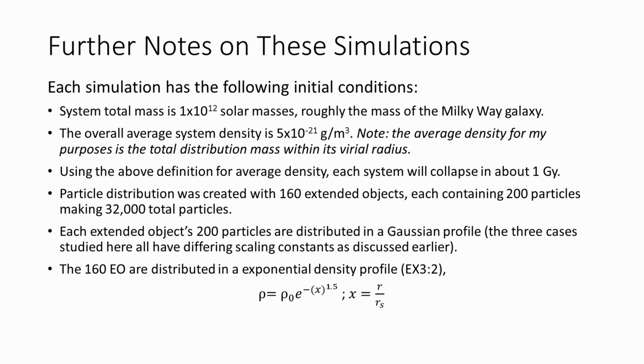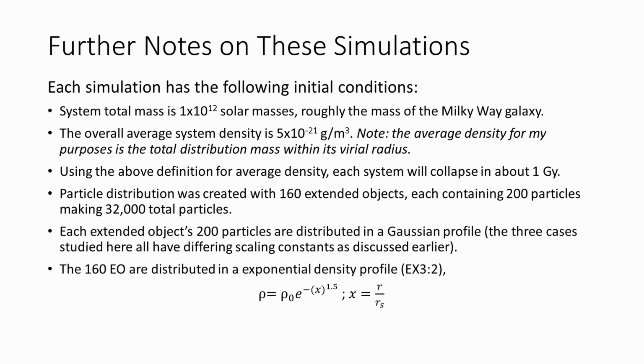I will finish the video with some notes on the simulations themselves. First, the total mass of the systems studied here is 1 trillion solar masses, or about the same total mass as the Milky Way galaxy. As noted earlier, the average system density for each of these three simulations is 5 times 10 to the minus 21 grams per cubic meter. Note that I use the definition of average density as the total mass inside the system virial radius.